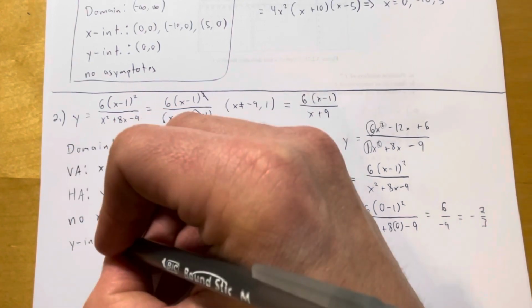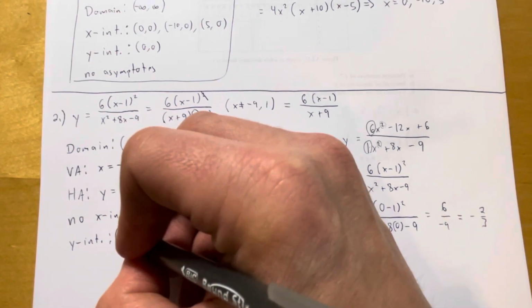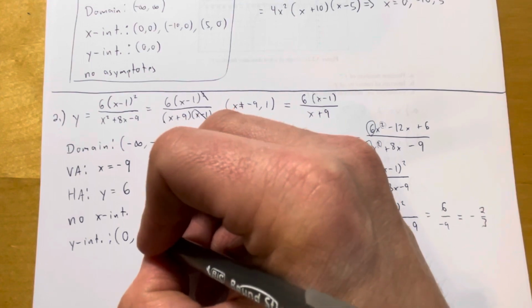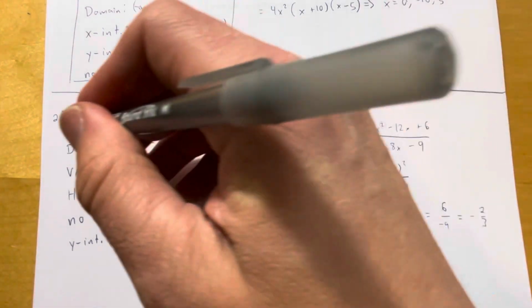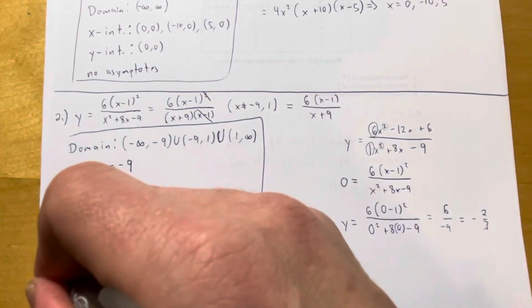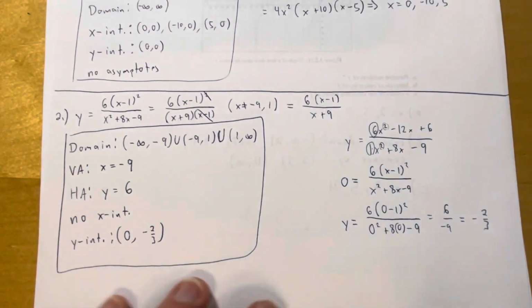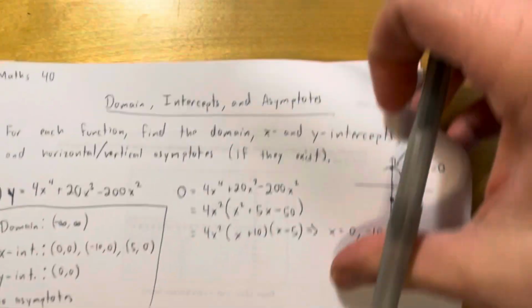So my y-intercept is 0, negative 2/3. That was the x value, and negative 2/3 is the y value. And here's all the information that we needed, okay? Let's try a couple more.